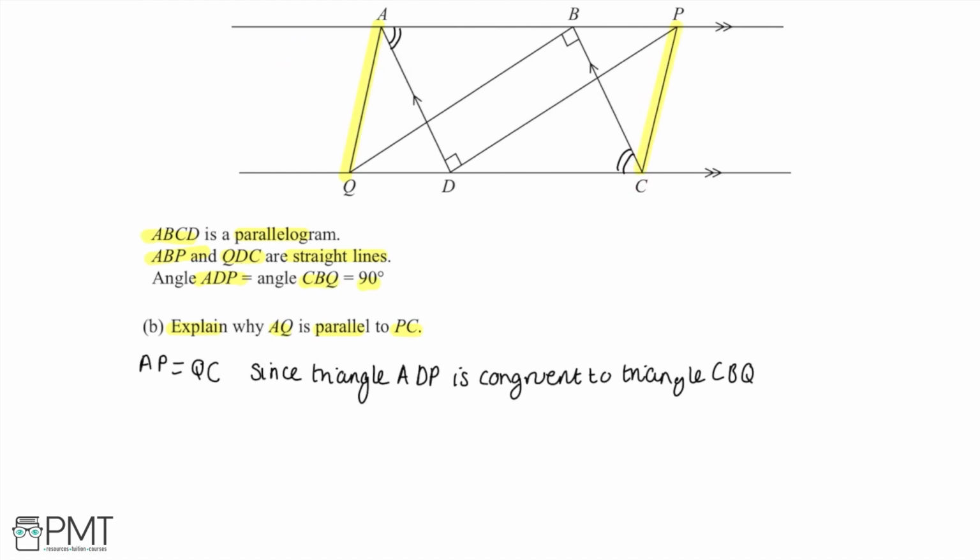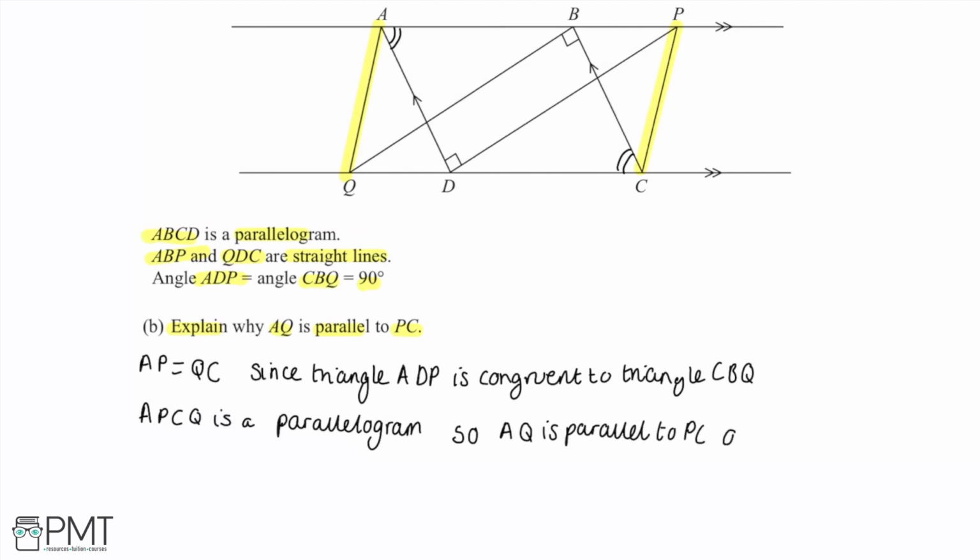So now we just need to explain why AQ is parallel to PC, and we can just reason that APCQ is a parallelogram. It has two sets of parallel sides which are equal. So AQ is parallel to PC as opposite sides of a parallelogram are in fact equal.